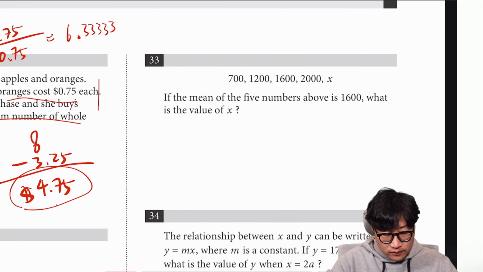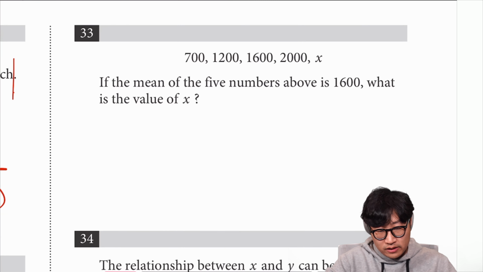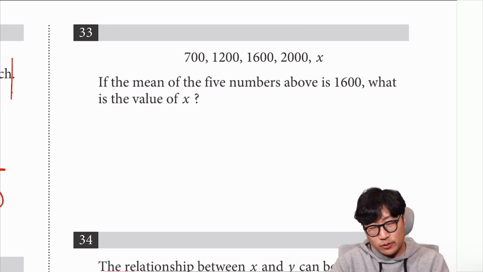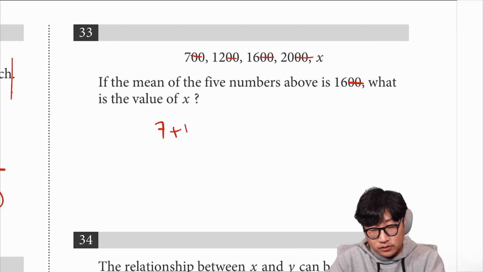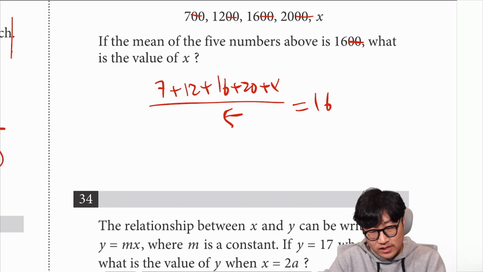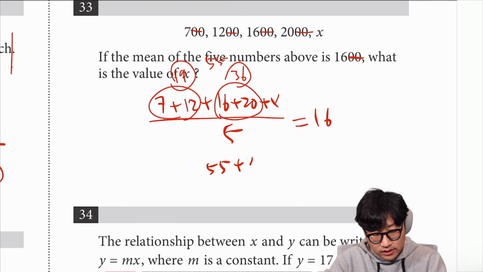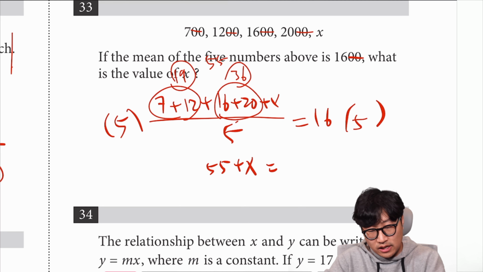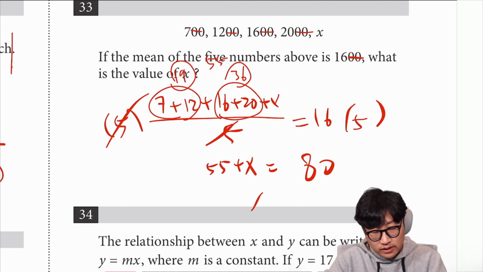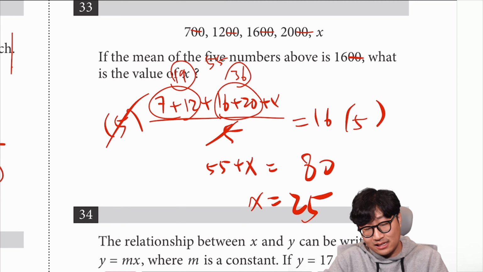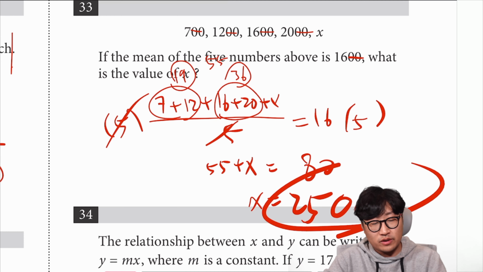Number 33, if the mean of the 5 numbers is 1600, what is the value of X? So for me, I'm too lazy to do all that zero stuff, because I don't want to punch it in my calculator. So I'll just ignore all these zeros, the 2 zeros, because they all share it anyway. So I'll do 7 plus 12 plus 16 plus 20 plus x all divided by 5, and that's equal to 16. So if you just add all these, well, that'll be 19 and then 36. So together, that would be a 55. So 55 plus x is equal to, if you just multiply 5 on both sides, 80 on the right side. So x is equal to 25. But that's not 25. I got to put the 2 zeros back, so 2,500 it is.